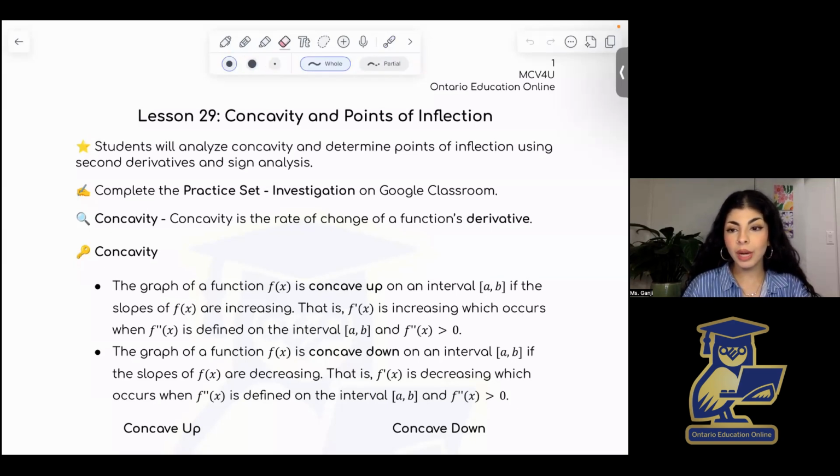Concavity we kind of saw already in our previous lesson implicitly, but we're going to give it an explicit definition today and solve some problems specifically with concavity and also introduce points of inflection.